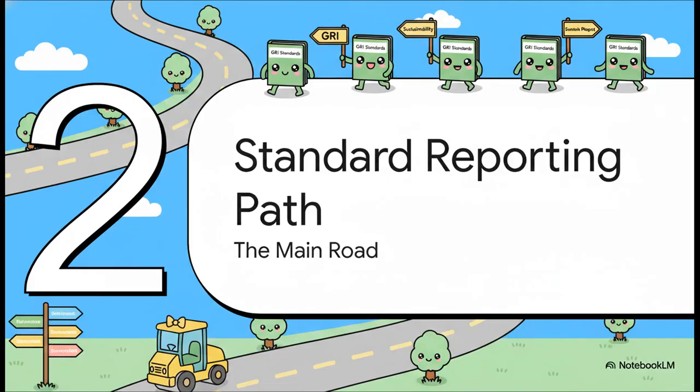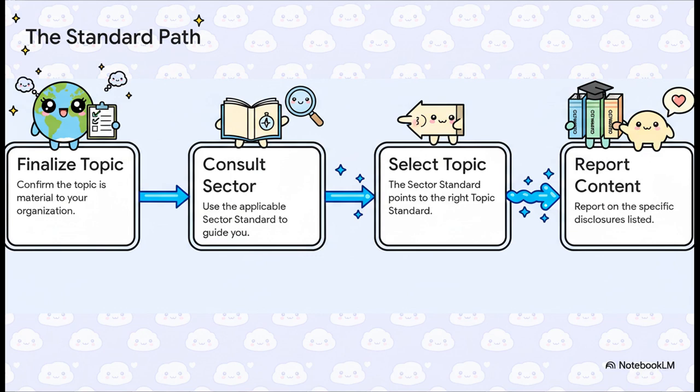For most of your material topics, you'll be happy to know there's a pretty well-paved road to follow. GRI has probably already created a standard that covers it. So, let's walk through this standard reporting path first. The process here is actually pretty simple. Once you've locked in your material topic, your first stop, and this is key, is always the GRI sector standard for your industry. That standard is basically your guide. It points you to the right topic standard and tells you exactly which disclosures you need to report on.